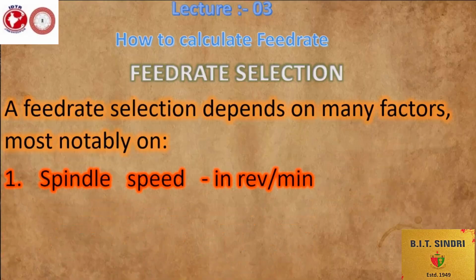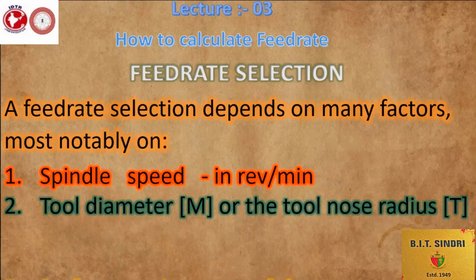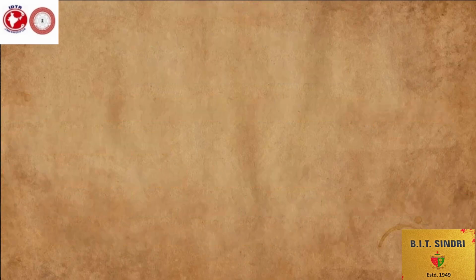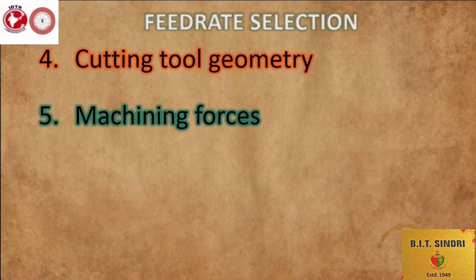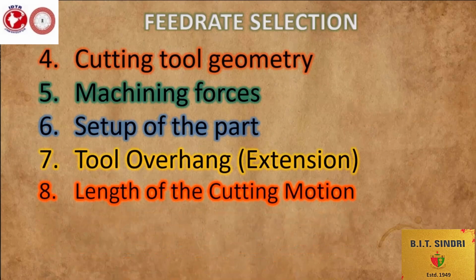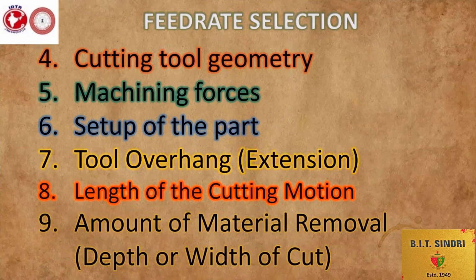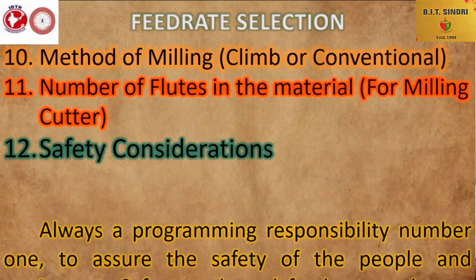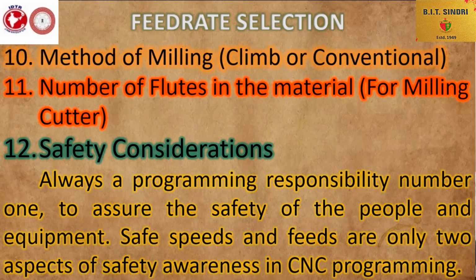Feed rate selection depends on many factors, most notably spindle speed, tool diameter or tool nose radius, surface requirement of the part, cutting tool geometry, machining forces, setup of the part, tool overhang, length of the cutting motion, amount of material removal, method of milling, number of flutes in the material, and safety consideration.